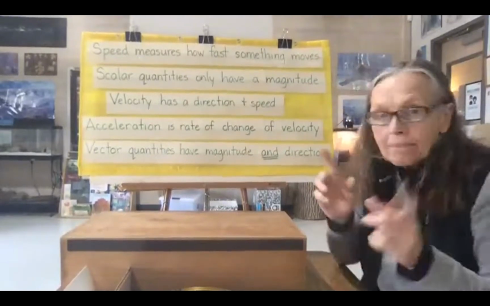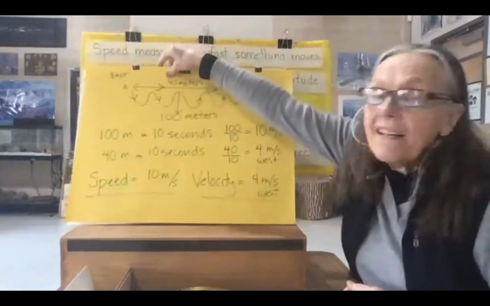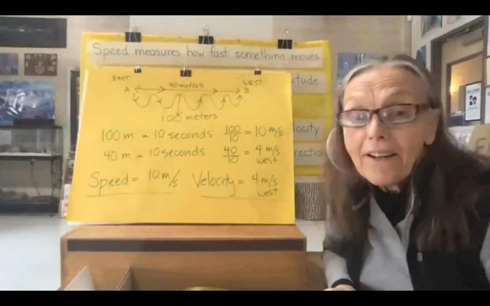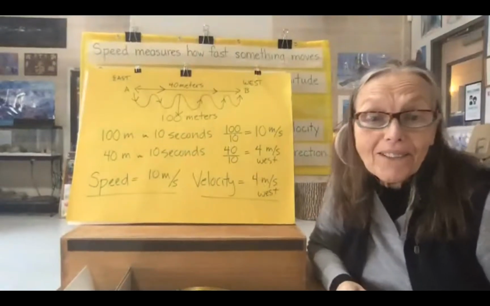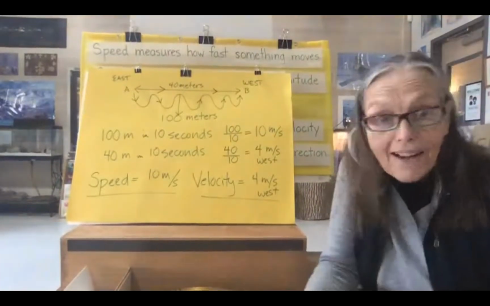Now, let's look at speed and velocity first. And this one, I'm thinking of how the crow flies. You may have heard that term. We think of how the crow flies straight. They don't have to go on the road.